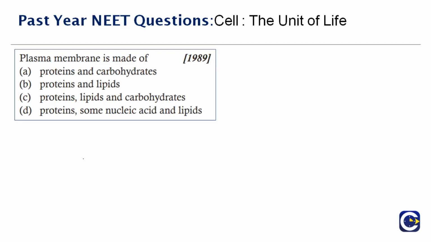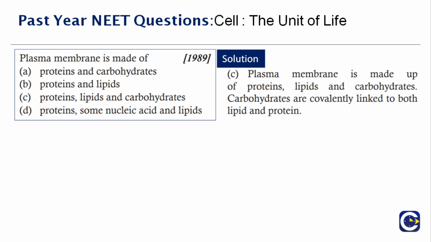Next question. Now this question was asked in the year 1989. Plasma membrane is made up of dash. Easy question again. I think by now you'd have guessed the answer. As we all know, plasma membrane is made up of proteins, lipids and carbohydrates. Of course, they don't have nucleic acid. So therefore, the correct answer is option C, proteins, lipids and carbohydrates.